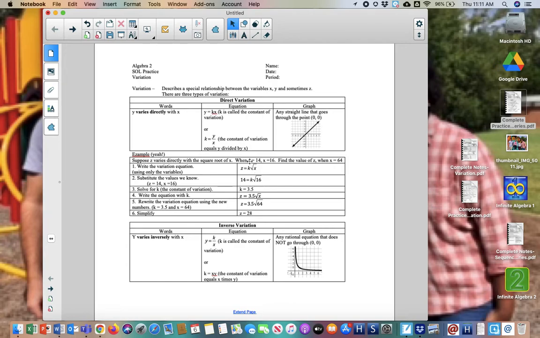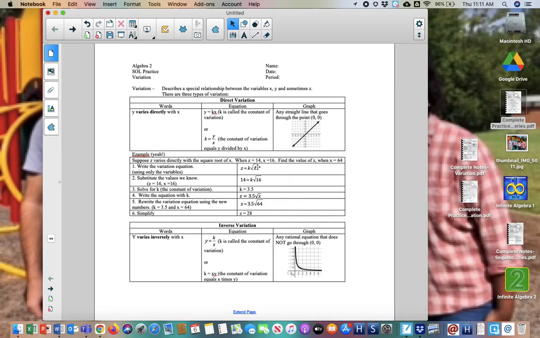Okay, next, it's going to give us a scenario. It says when z is 14, x is 16. Then it asks us to find the value of z when x is 64. Well, first thing we need to do is plug the z and the x values in where we see them. So z is 14, we put it in for where z is. x is 16, we plug that in where the x is. And now we're going to just do what we need to do to solve for k. Well, the square root of 16 is 4, so you get 14 equals k times 4. Divide both sides by 4, you get k equals 3.5. So that's our constant of variation that we had to solve for.